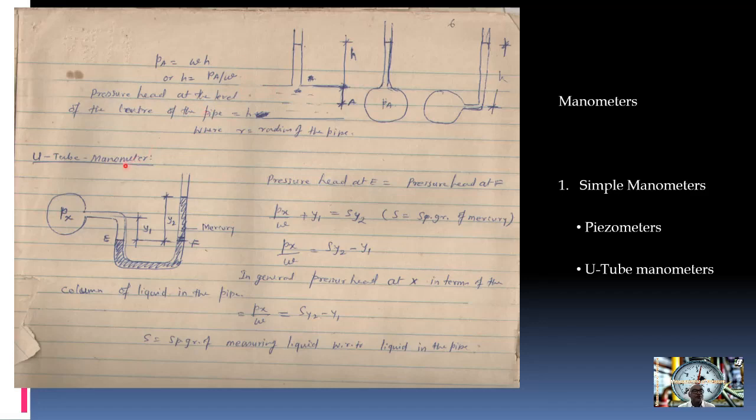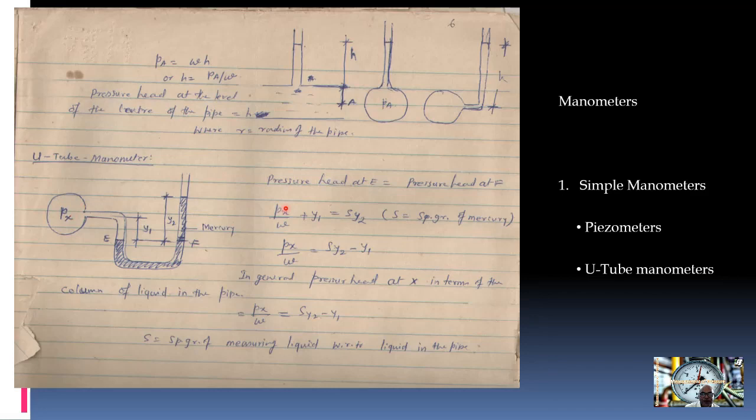Then the next one is the U-tube manometer. In the U-tube manometer, the pressure head at E and pressure head at F is almost the same, and we want to measure the pressure Px. Okay, so let us find out the pressure at Px. So Px by W is the pressure head at this particular point. Then let us go down Y1. When we go down, we take positive sign here. So Y1 is multiplied by the respective specific gravity of the fluid contained in this pipe Px.